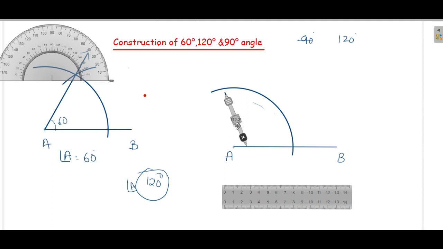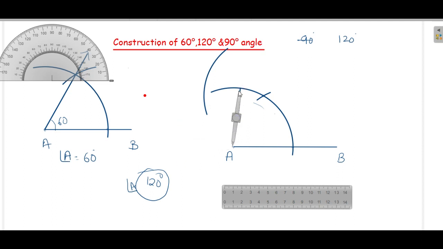Then we will place the metal pointer at this new intersecting point, without changing the radius of the compass, and draw another arc to intersect the previous arc. Now we got the new intersection point. From here we will draw another arc which intersects the first arc. This is less, so we will just extend this. How can we do this? Place it back at vertex A, do not change the radius.